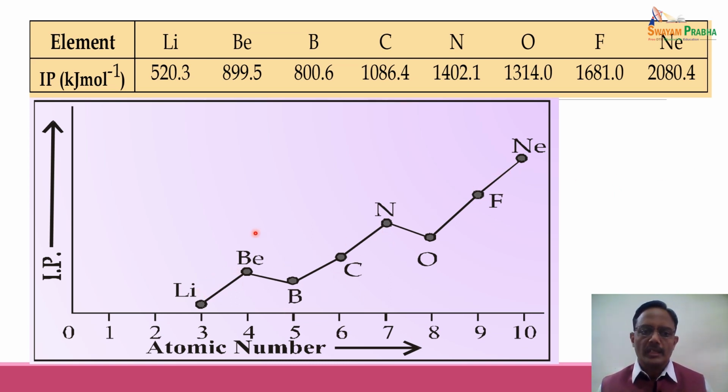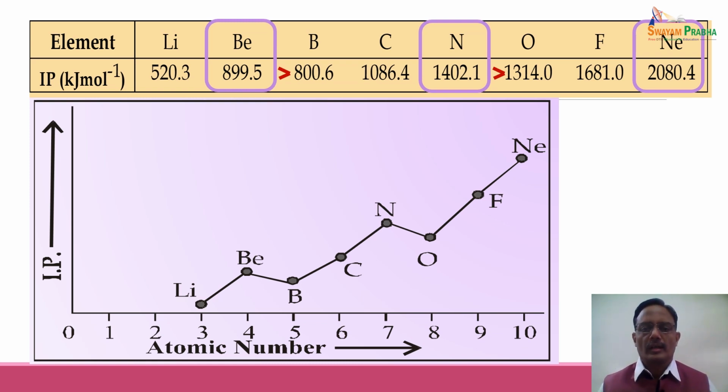However, there are a few anomalies like beryllium and nitrogen. We can see three important things in this particular graph. The first is the anomaly of beryllium. Why? We can see that beryllium should have lower ionization enthalpy as compared to boron, because we are moving from beryllium to boron, from left to right. In other words, boron should have higher ionization enthalpy than beryllium. But actually it is observed that beryllium has higher ionization enthalpy as compared to boron. Similarly, one more anomaly, that is nitrogen is having higher ionization enthalpy as compared to oxygen, and neon has exceptionally high ionization enthalpy as compared to all the other elements or the overall trend of the IP in the second period.